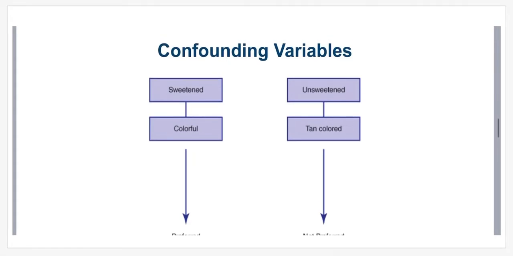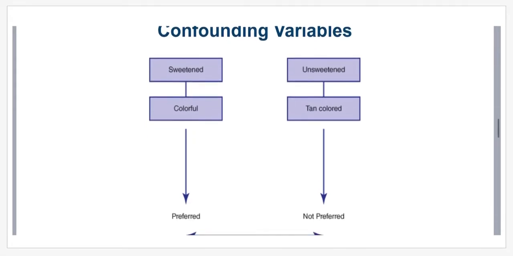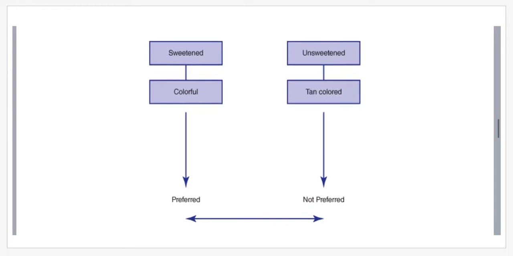Okay, so here's an example of confounding variables, kind of talking about what we were just talking about. They give you an example in your book about seeing whether children prefer sweetened or unsweetened cereals. In the example they used, the sweetened cereal was colorful, brightly colored, and the unsweetened cereal was a yucky tan color. And so they obviously did not prefer the tan colored unsweetened cereal.